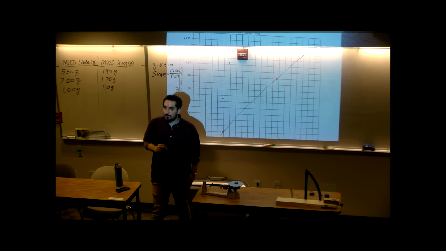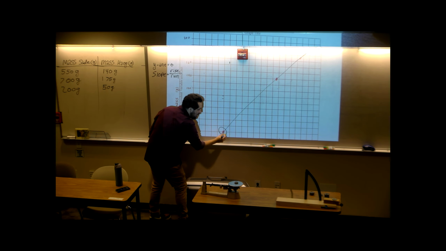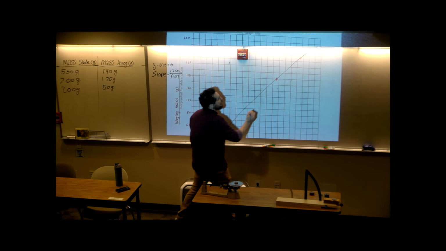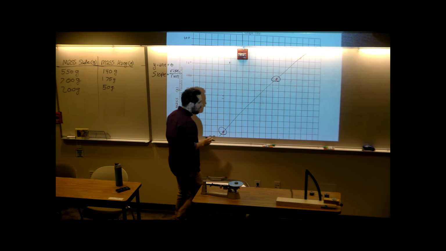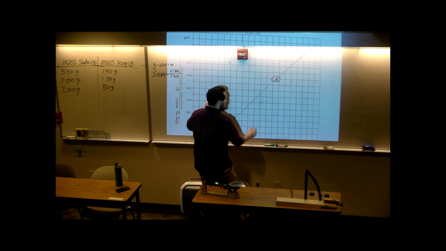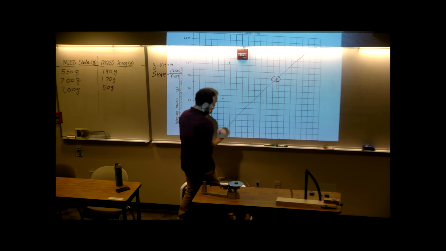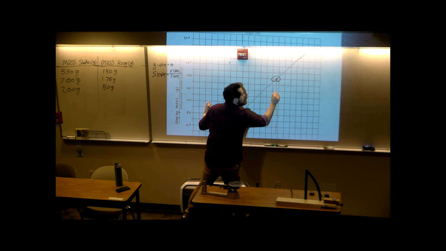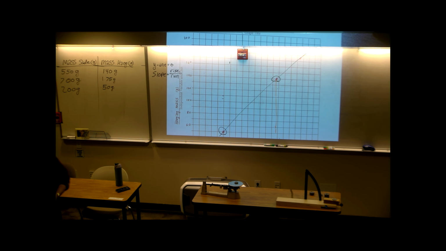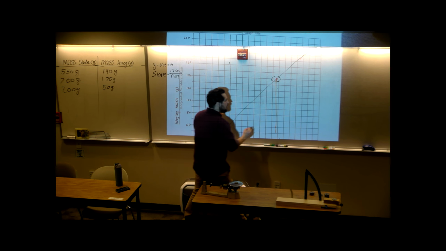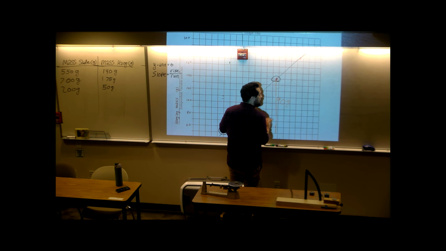So we select two of our data points. Perhaps I select this data point right here, and this other data point right here. I look at those two data points and ask, what is the rise? The rise is the vertical change between those two points. The upper point is 140 grams and the lower point is 50 grams. So that's a change in what? 90 grams, absolutely. So we have a 90 gram rise.